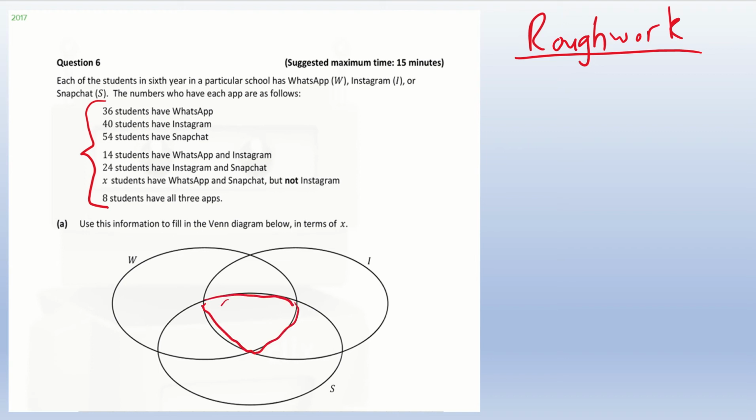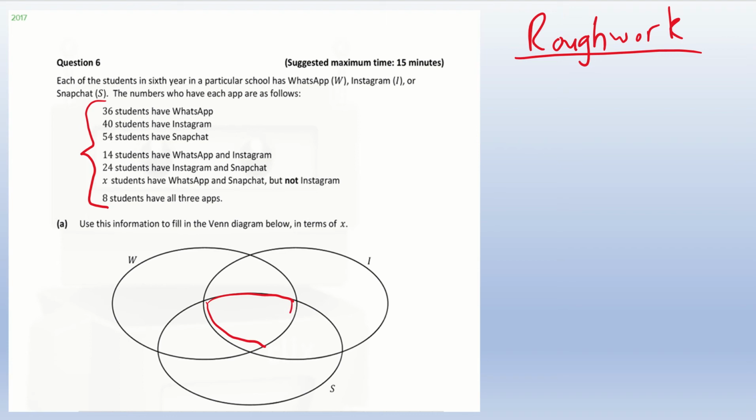So if you think about it, this part here is part of the Snapchat set, it's part of the Instagram set, and it's part of the WhatsApp set. So it's where the most action is happening. It's the most exciting part of this Venn diagram. So we're going to attack that first.